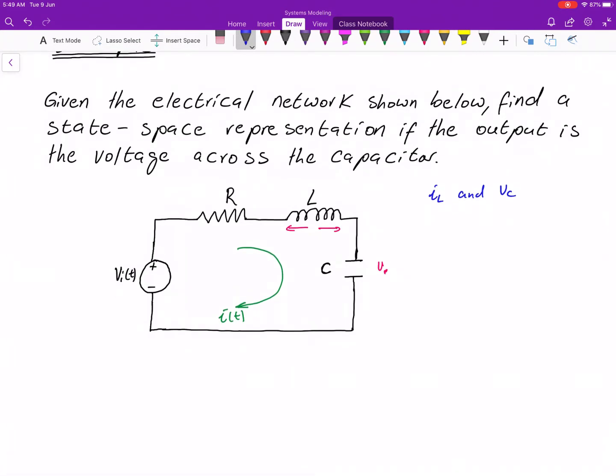So let's take VC equal to X1. This implies that if VC is our state variable, then the derivative of our state variable, VC dot, is equal to X1 dot. Our second state variable is IL, which is equal to X2. This implies that IL dot is equal to X2 dot.